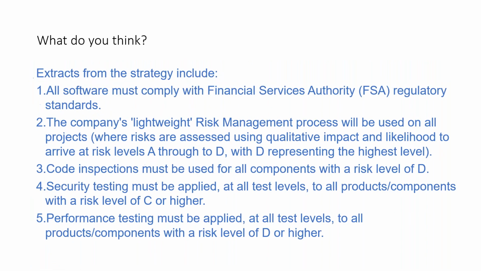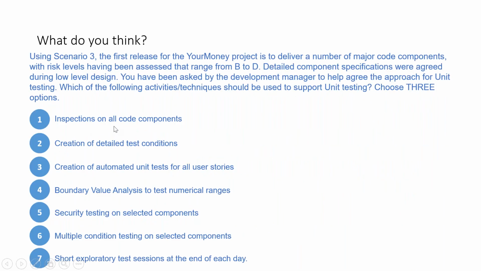Yes, sir. So we have to go back always. Is there anything written on it? Let us read. Code inspections must be used for all components with a risk level of D. That is my strategy saying. Here it is saying inspections on all code components. So here I have B, C, D risks. So as far as my strategy goes, I don't need to do it for all; I have to do it only for D, because inspections are very expensive and time consuming. I would have advised my development manager, do inspections only for code whose risk is D. So will you do it or not? Should we do it based on your strategy or not?